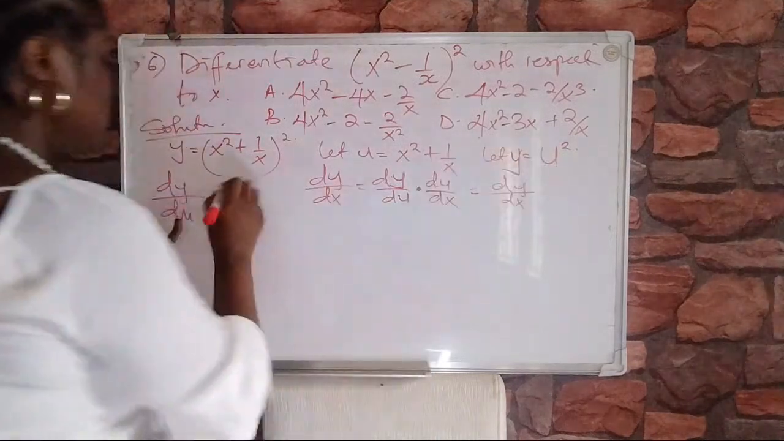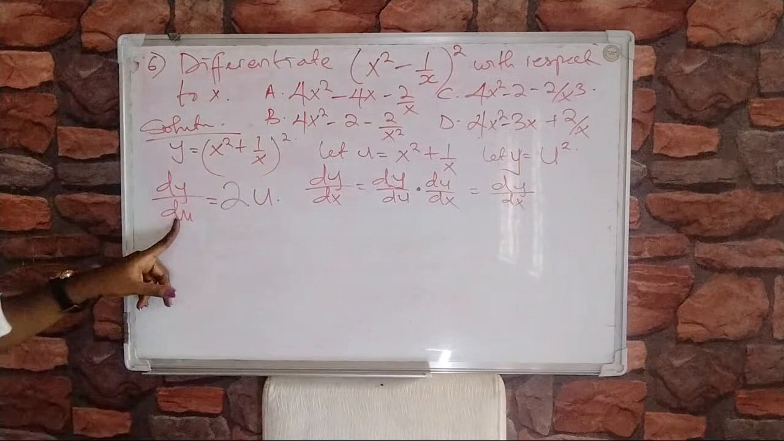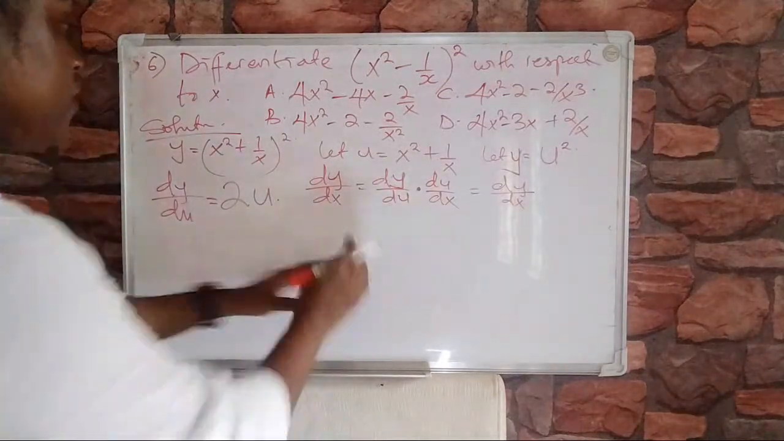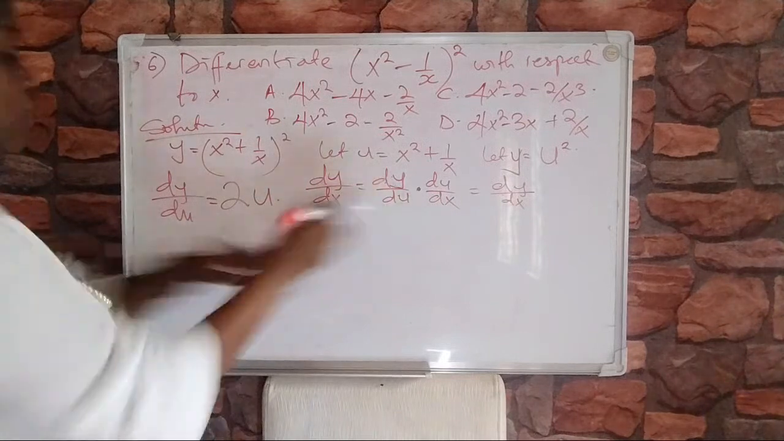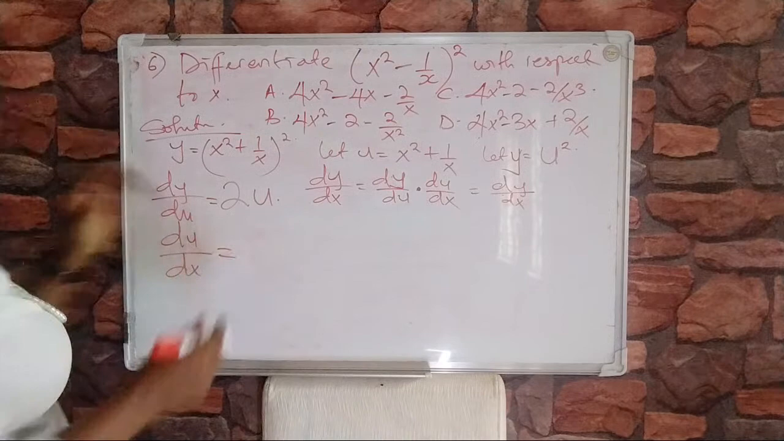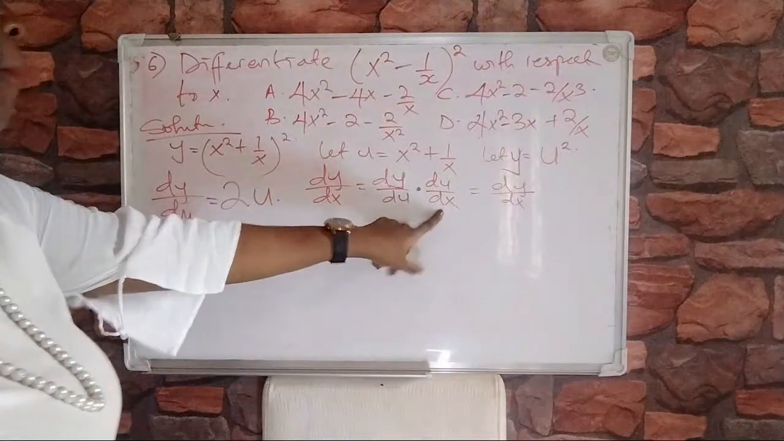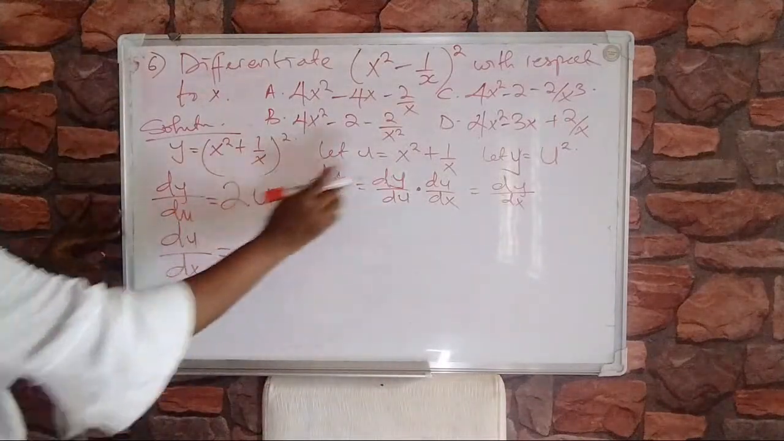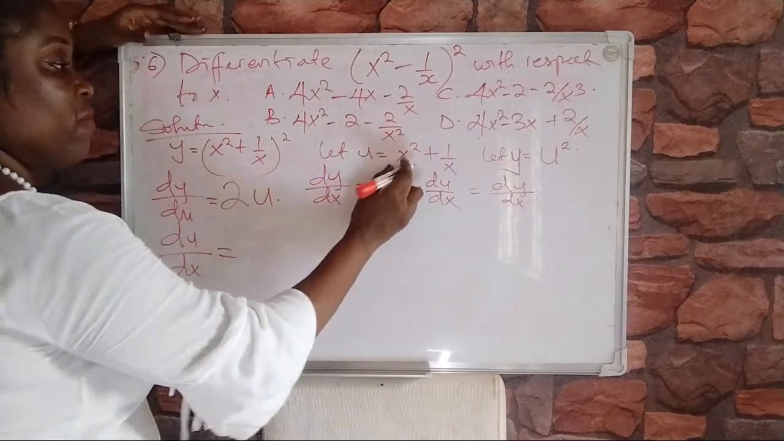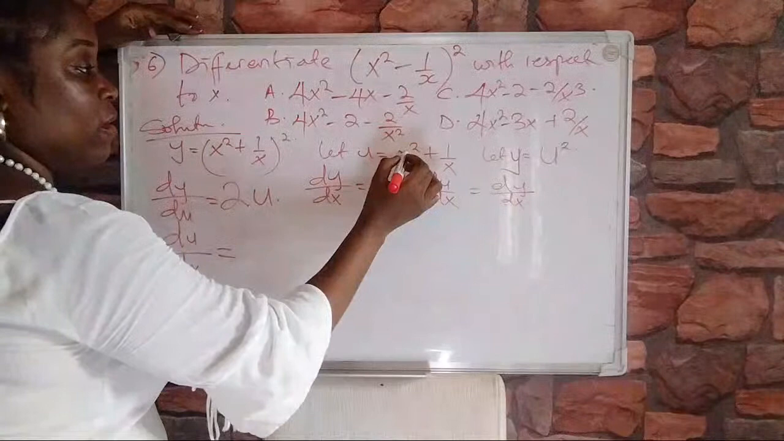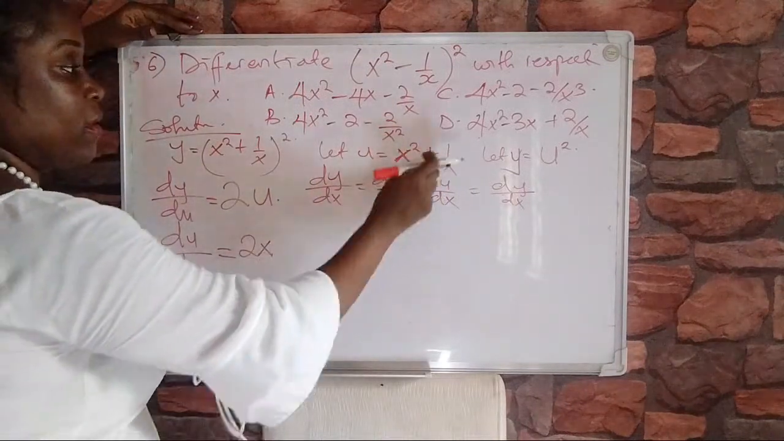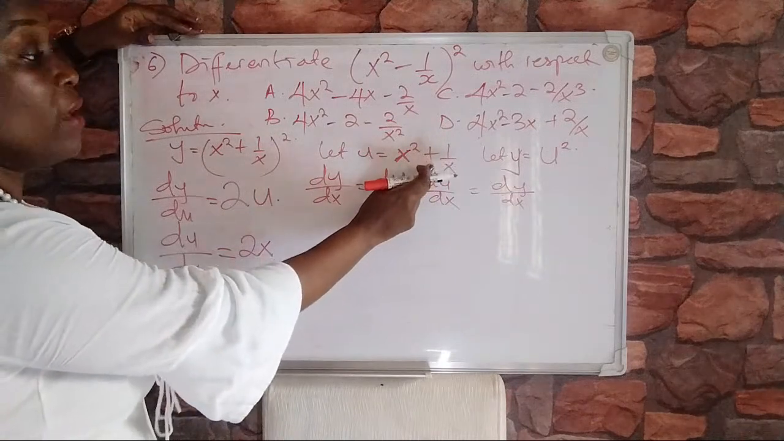So that would be what? 2u. So now we've gotten dy/du. So let's find du/dx. That's this function with respect to x. Gives us what? First of all, we know that the differential of x squared is what? 2x.